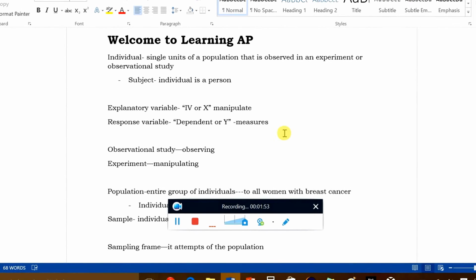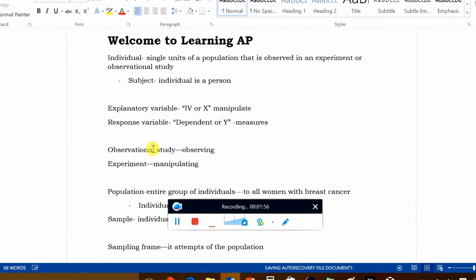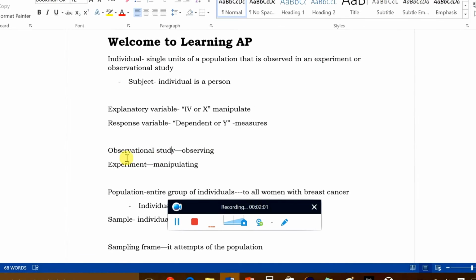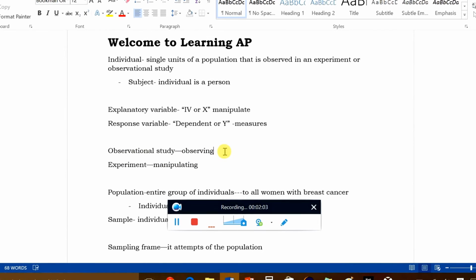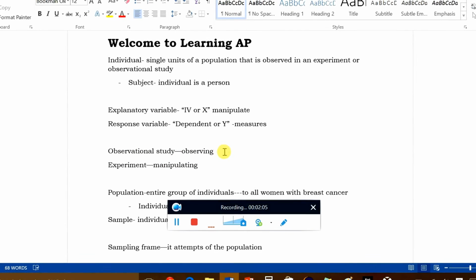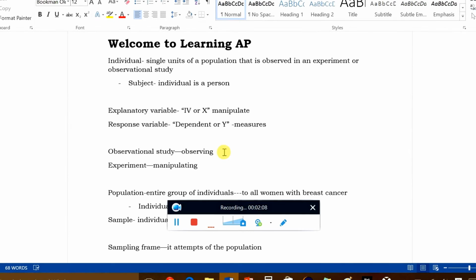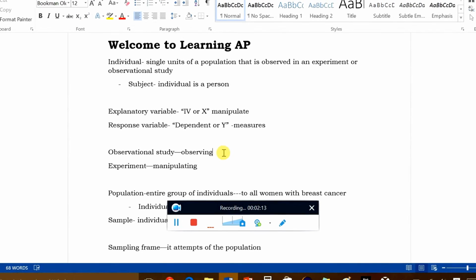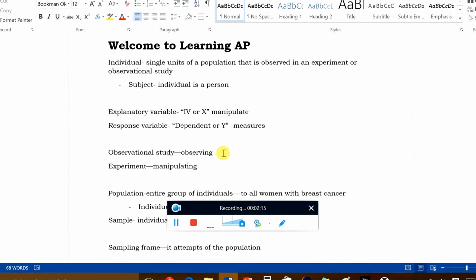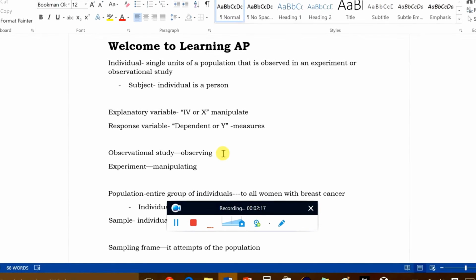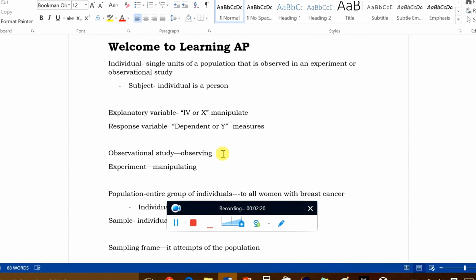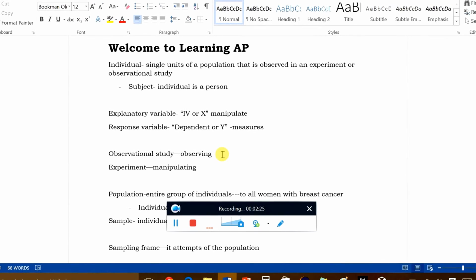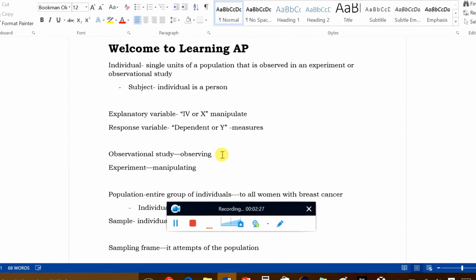Okay, so now the next term we have is an observational study. Now this term came up back when we were talking about individuals, and these two are actually very different. So let's start off with an example. If I was going to a hospital to observe the effect of different cancer treatments on survival rate in 25 women, I would be observing them. If I'm not the one that's assigning them to the treatment, if I'm not the one that's saying, you people have to get chemotherapy, you people have to have a mastectomy, then it is an observational study.